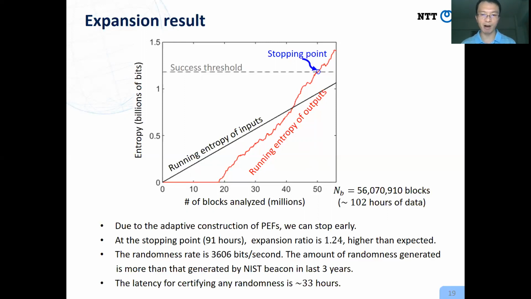However, the total amount of random bits generated is more than that generated by the NIST randomness beacon in the last 3 years. Hence, this achievement is amazing.